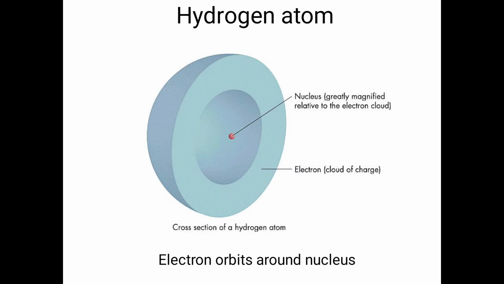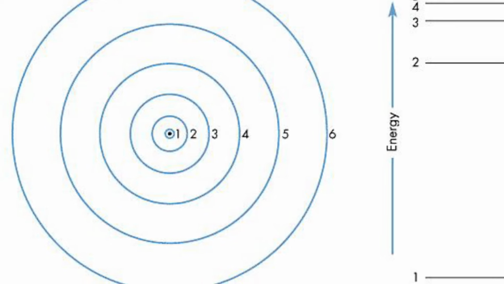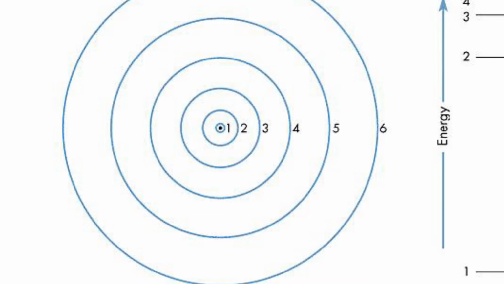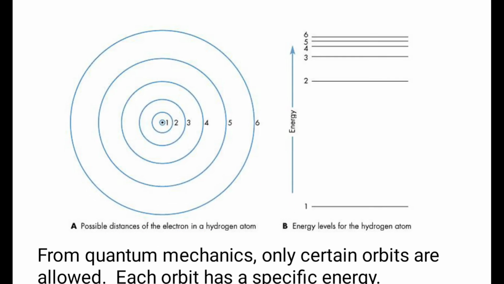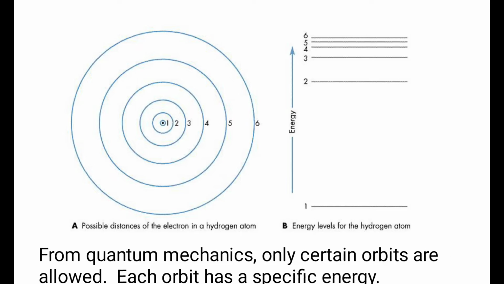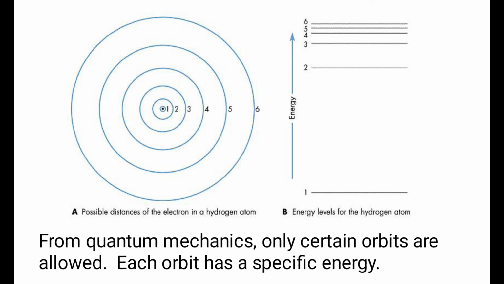In this hydrogen atom, this part is the nucleus, which is magnified relative to the electron cloud. This is the electron cloud. The electron cloud contains the charges, and the electron orbits include the first orbit, second orbit, third orbit, and fourth, fifth, sixth. In these energy levels, the difference between the lower two energy levels is very high, but if you go to the higher energy levels, the differences are very small.